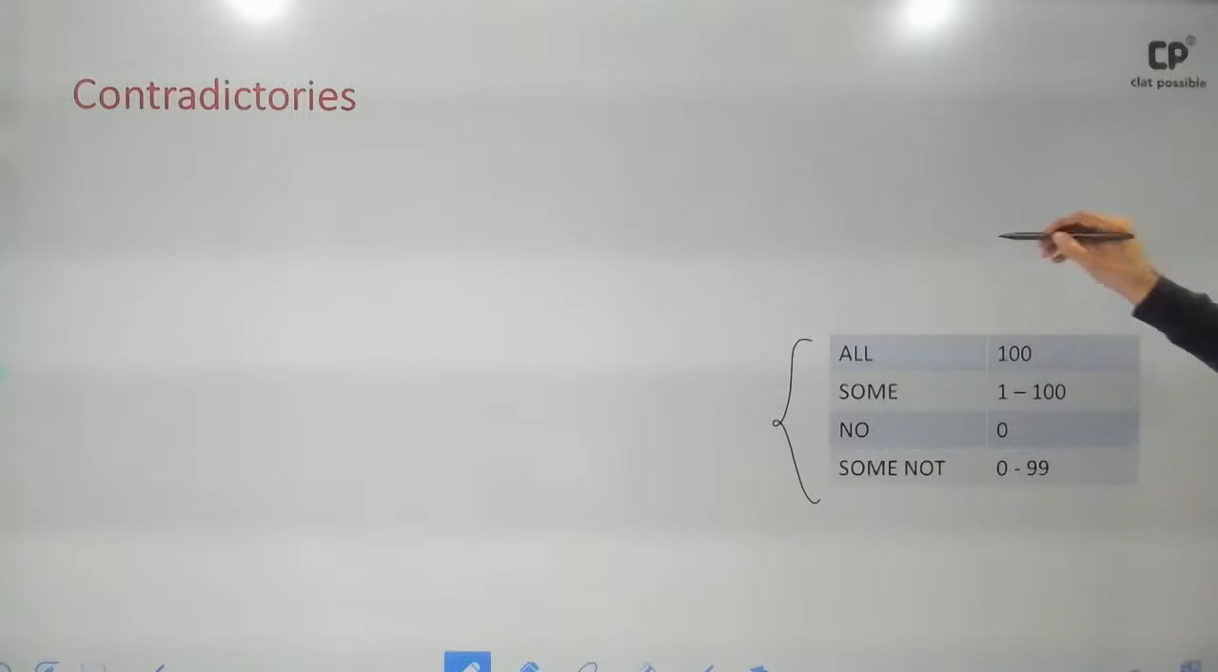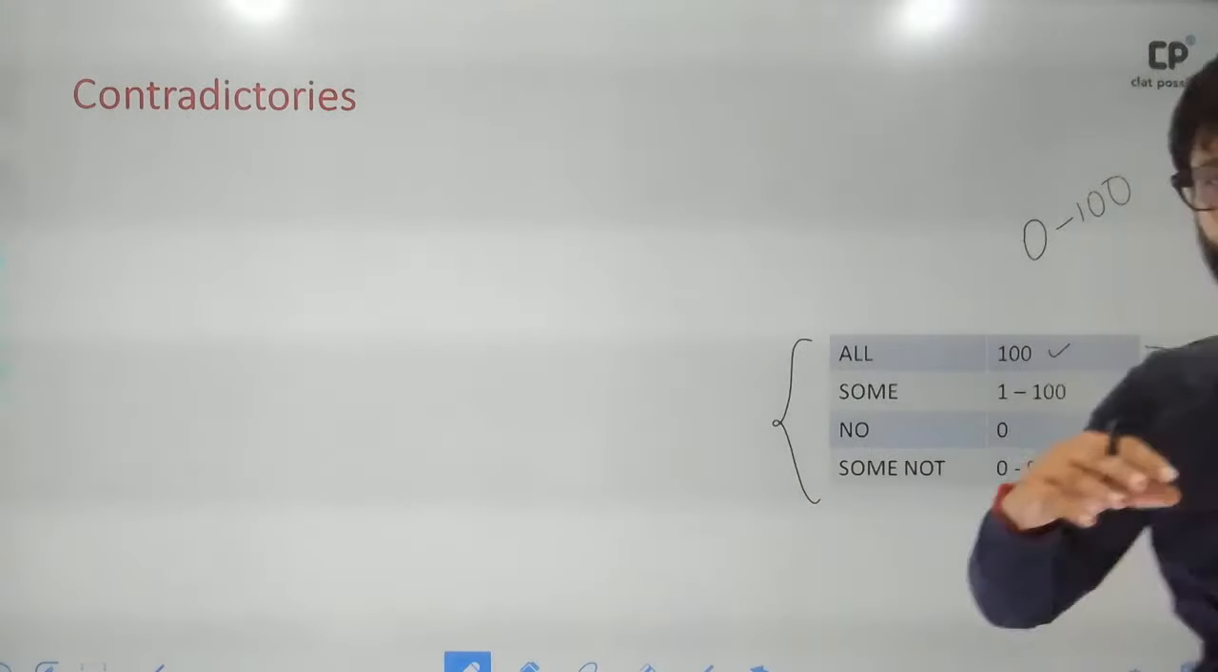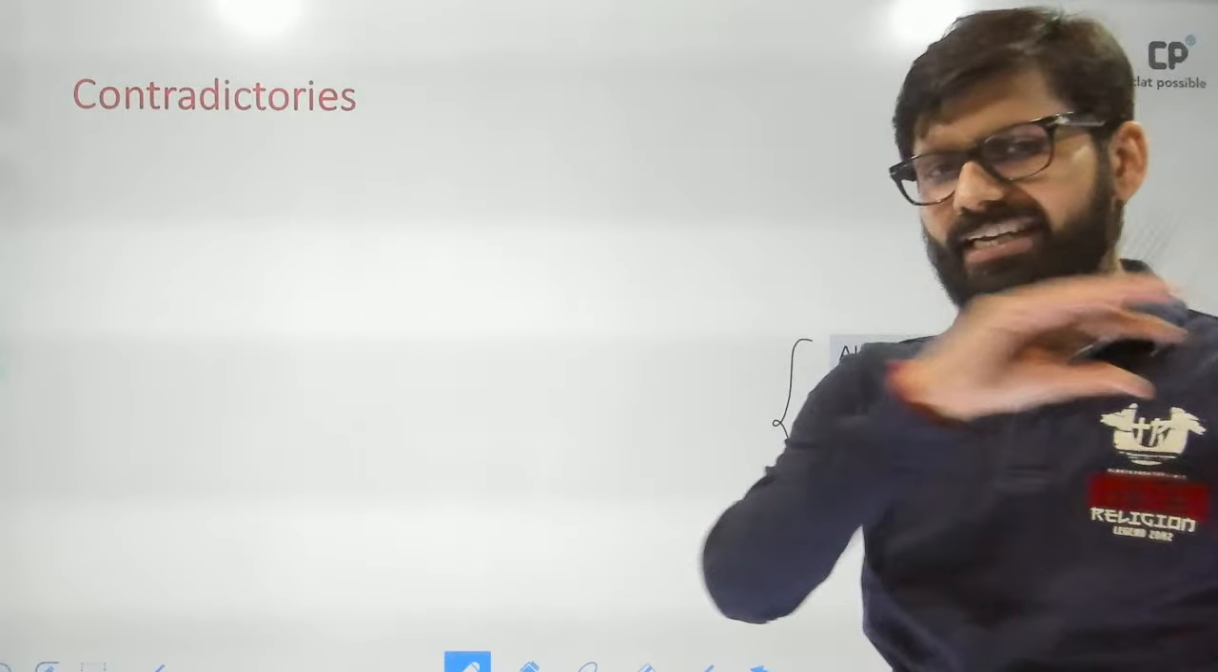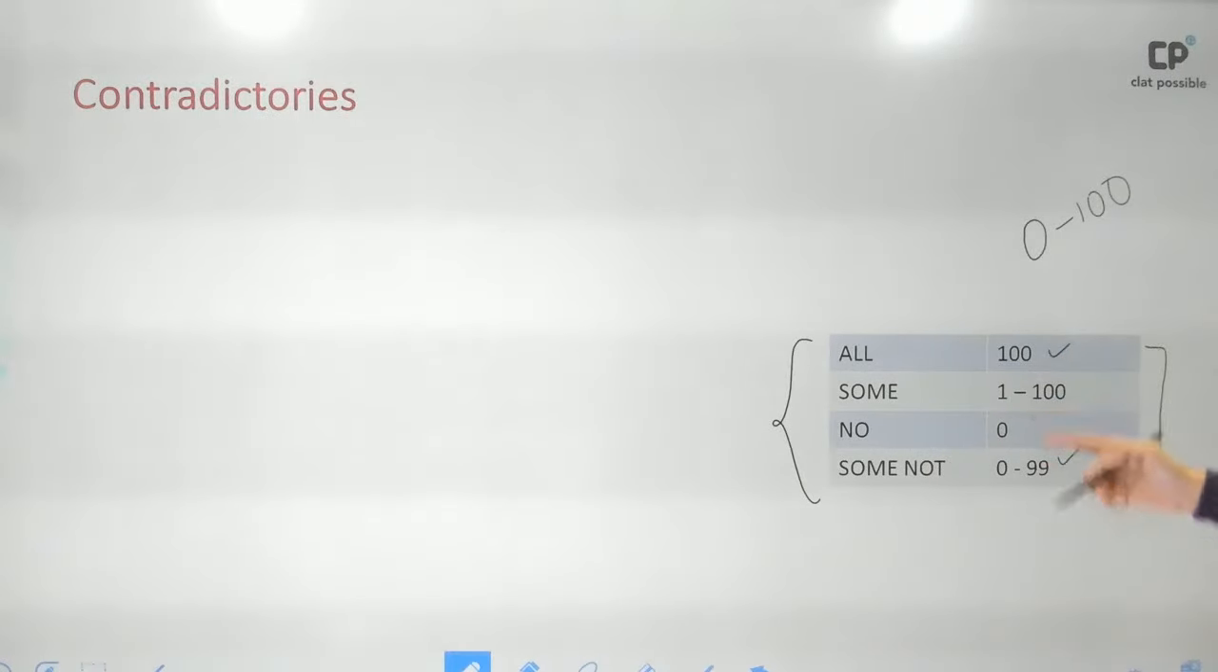What is the entire range here? वहां पे pitch black से लेके whitest of white तक था. यहां पे हमारी complete range है 0 to 100. Right? Now, if you look at all and if you look at some, right? So, all is 100. Some not is 0 to 99. They together, all and some not together, cover the entire range from 0 to 100, right? And there is no overlap between all and some not, right?